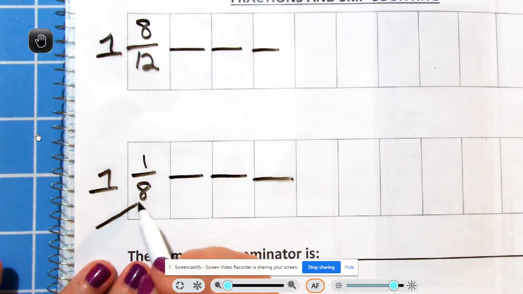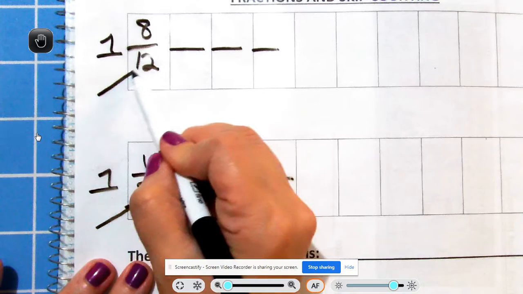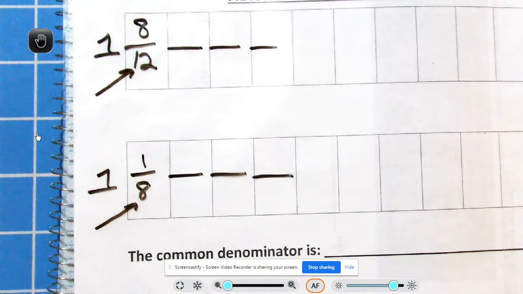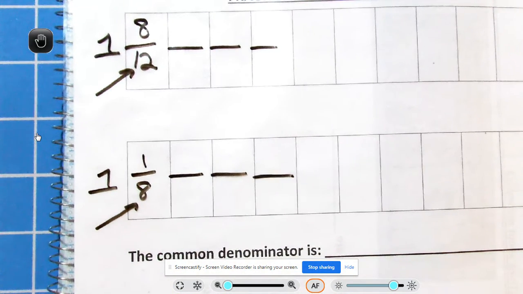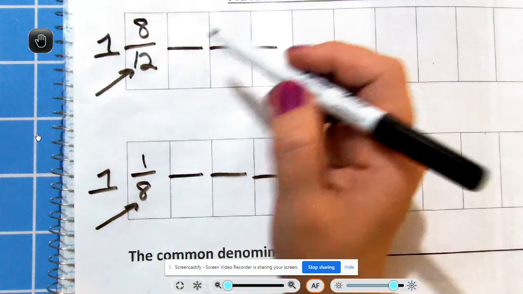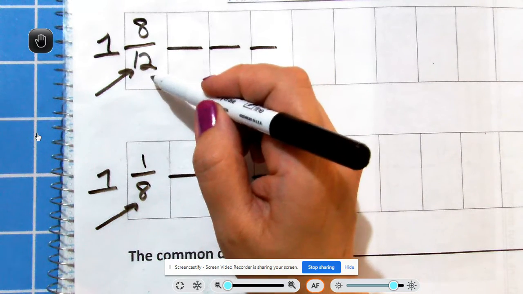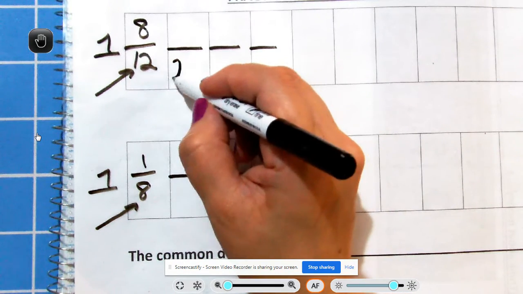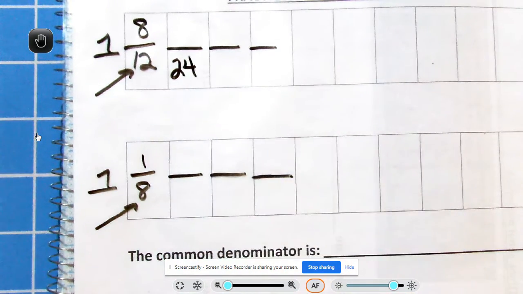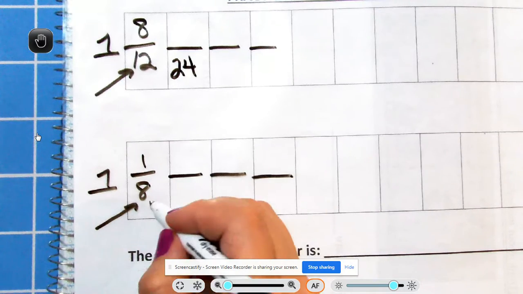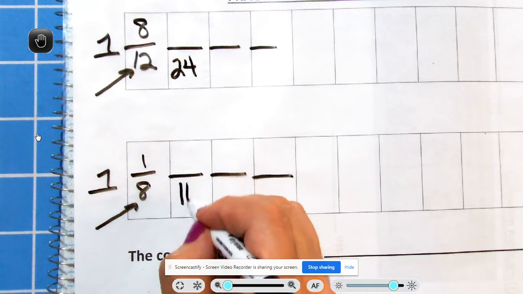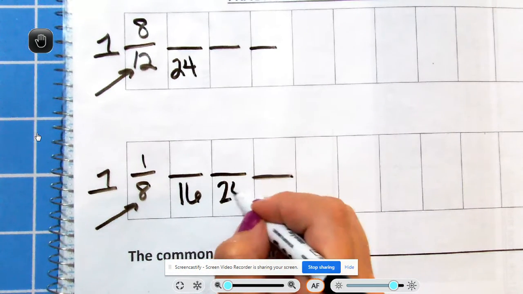So since we're changing the denominators, let's start by skip counting by the denominators until we find a common one, until we find the least common. 12 times 1 is 12. 12 times 2 is 24. 24 is a multiple of 8. 8 times 2 is 16. Times 3 is 24.